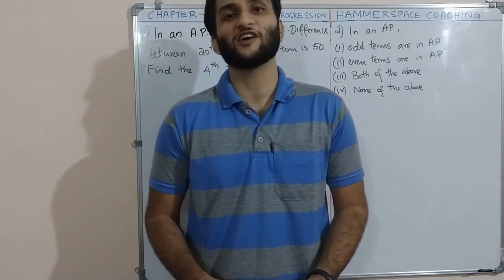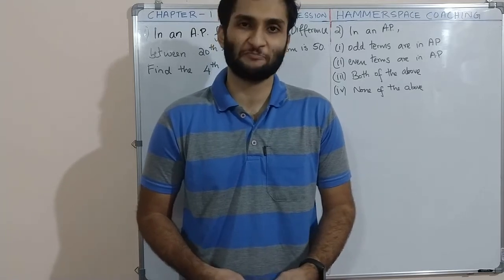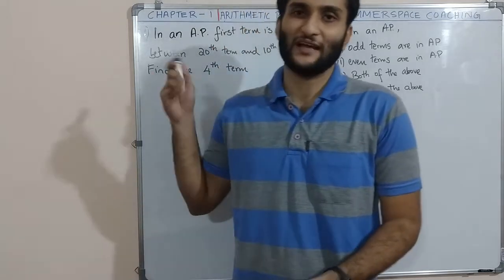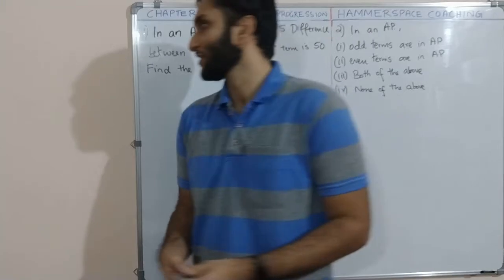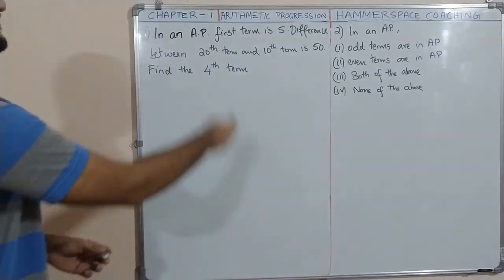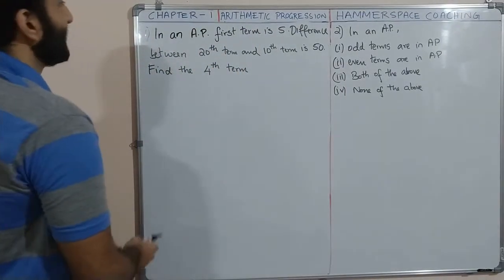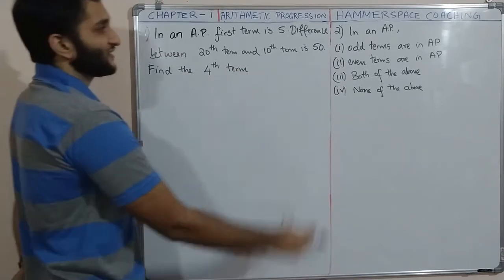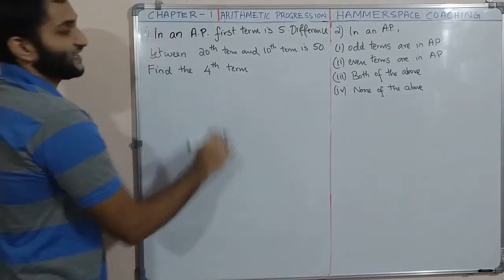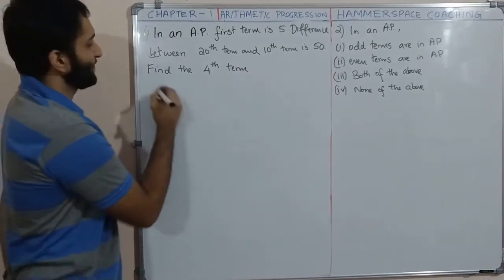In this class, we will solve some questions from the model question paper from the chapter Arithmetic Progressions. In an AP, the first term is 5. The difference between the 20th and 10th term is 50. Find the fourth term.